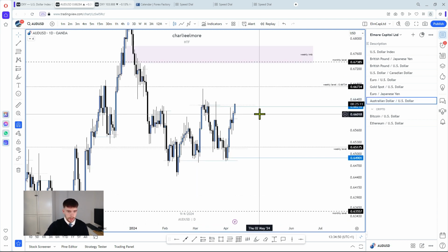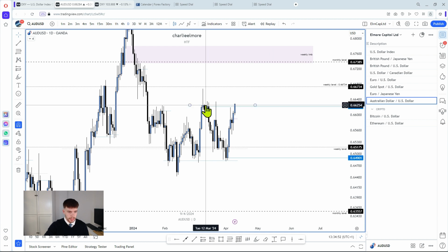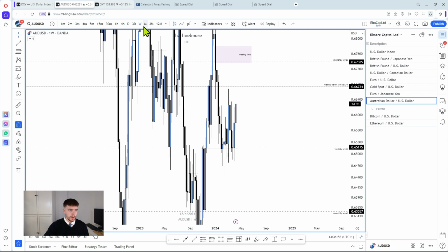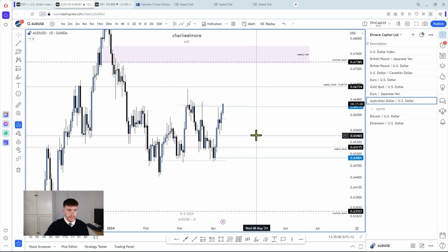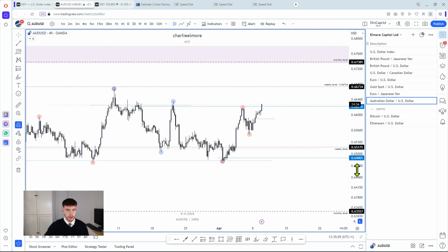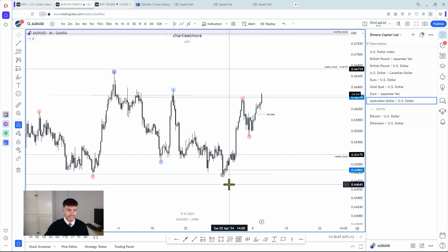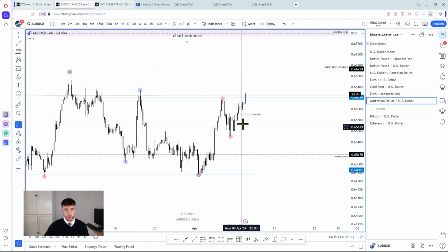Australian dollar, US dollar. So we tapped into the area that I was anticipating, which is also a weekly area as well. Now, on the daily, it was also a daily area. Okay, and on the 4 hour, it also aligned within a premium of this leg down. Okay, so it still could happen.